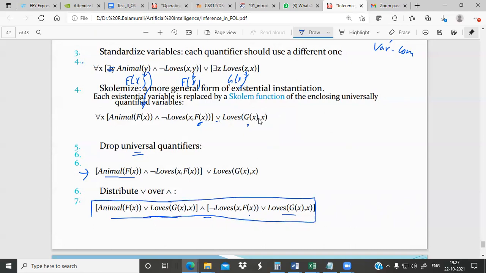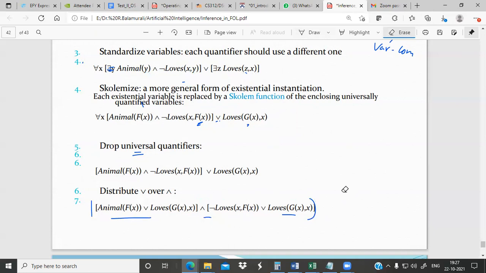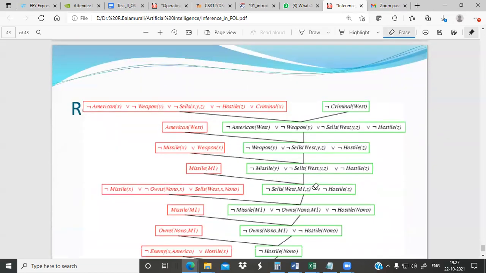So this is a CNF notation, because basically this entire thing is one statement and this is another statement, and they both are connected using AND. So this is how we convert sentences to CNF form in first order logic. Fine. Now let us discuss our example.